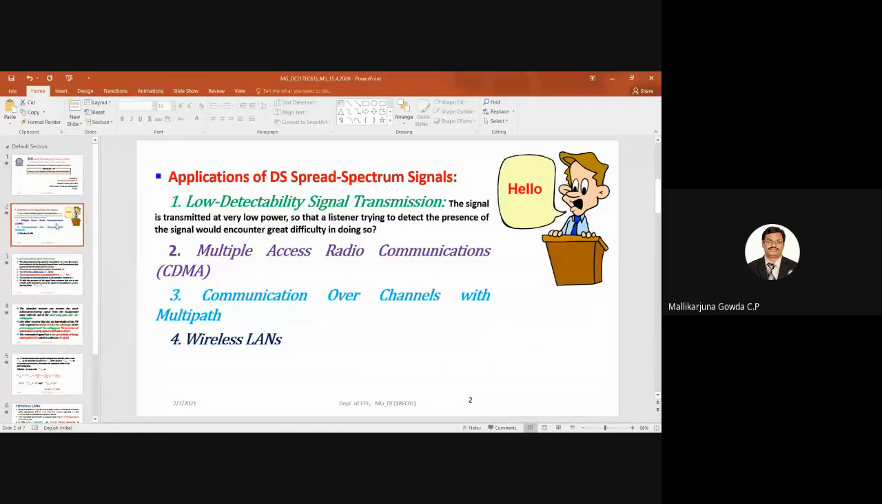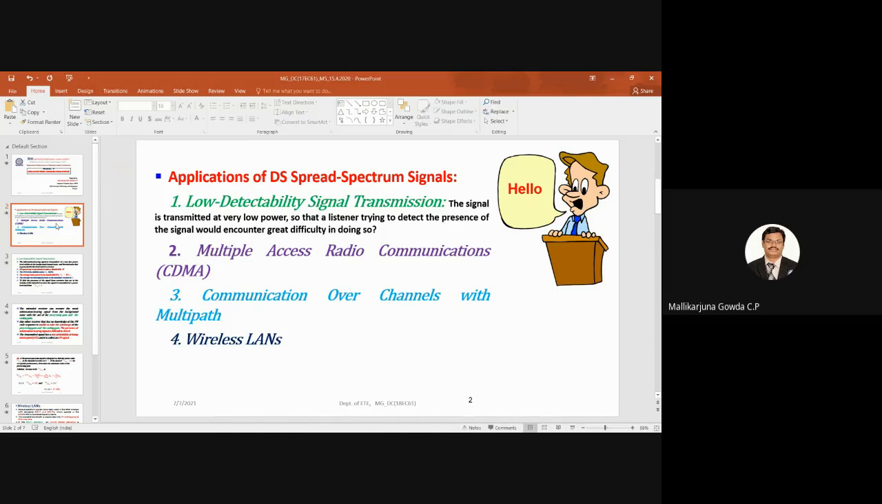As I said already, a characteristic of the spread spectrum signal is that it is possible to hide the transmission of the signal at a very low power, so that the other party will not be able to detect it. So let us see how that is done. The signal is transmitted at very low power so that a listener trying to detect the presence of that signal will have difficulty in doing so. Means the unintended user will not be able to detect it. Let us see how, in detail.